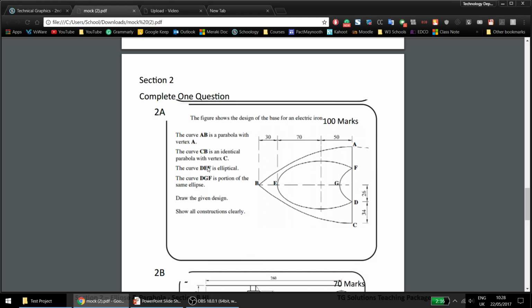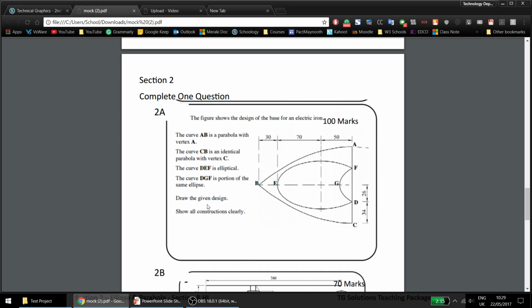The curve DEF is elliptical. Okay, so DEF, an elliptical shape there. Okay, the curve DGF is a portion of the same ellipse. So that's an elliptical shape too, and what we're going to do is just mirror the ellipse over from there. Okay, perfect, no problem at all.